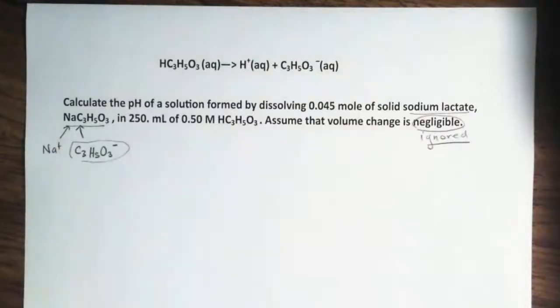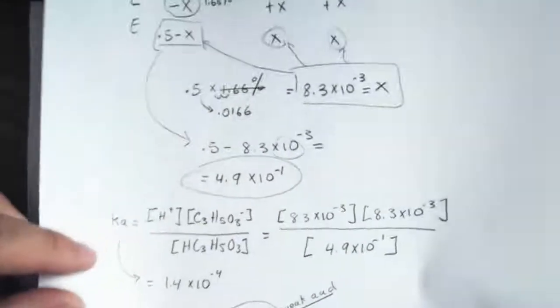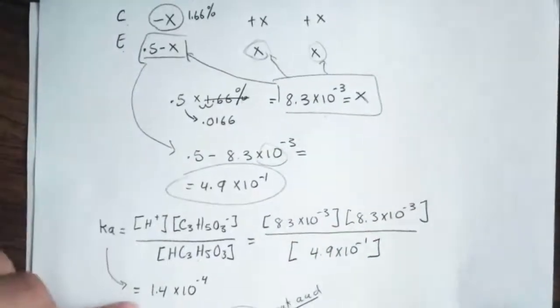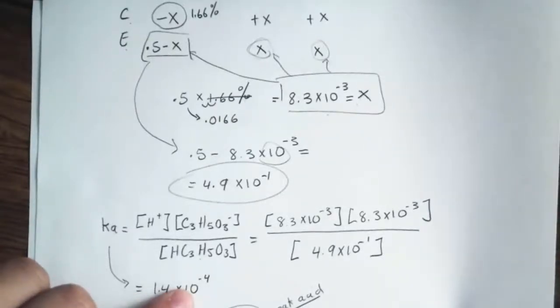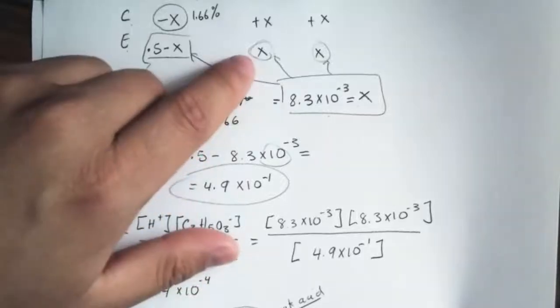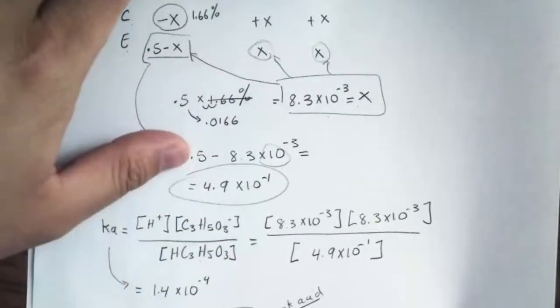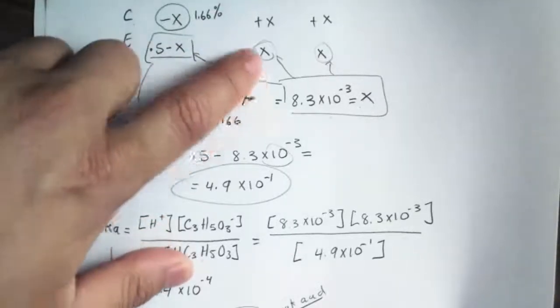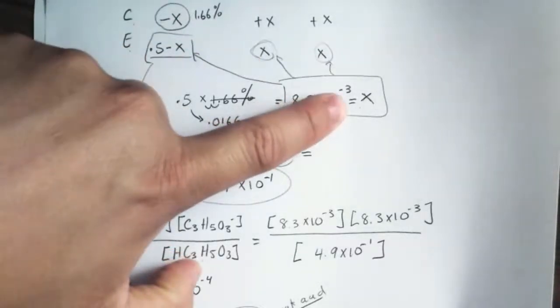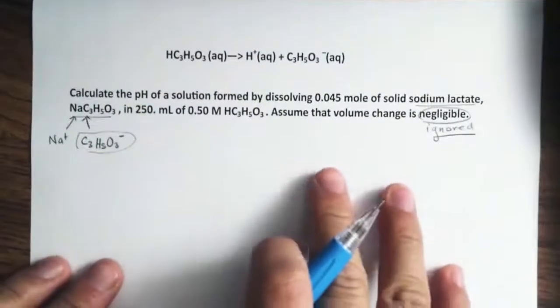First of all, we need to realize what we have learned about this reaction right here. We just learned that the Ka that we just saw here is equal to 1.4 times 10 to the negative 4. In this case, when it is 1.6% dissociated, we would have x equal to 8.3 times 10 to the negative 3. But is that what happened in this case?